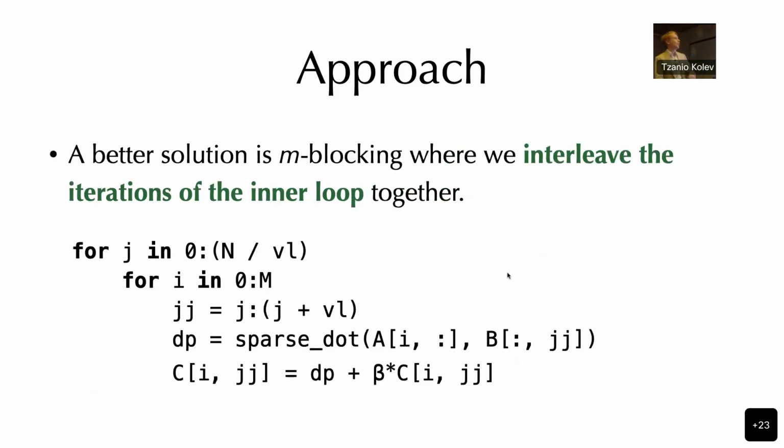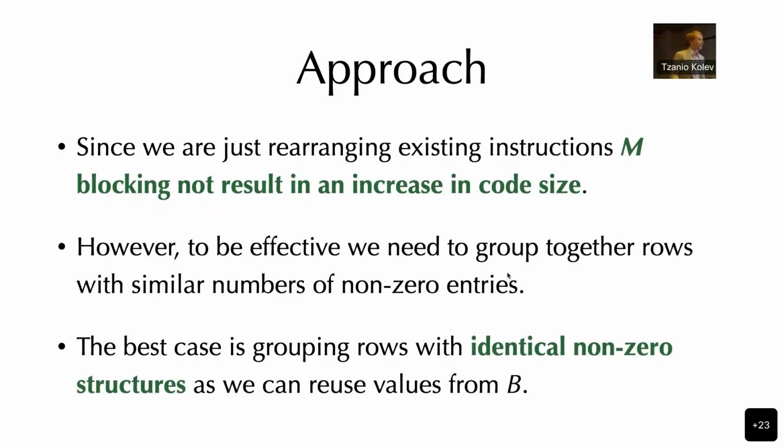A better solution is called M blocking. And the idea here is we have multiple rows in A. So rather than just doing these iterations linearly, let's try and interleave the dot products with one another. So rather than working on a single row of A at a time, we're working on multiple rows of A at the same time, multiple dot products being accumulated, hence more parallelism. And the nice thing about this technique, known as M blocking, is that all we're doing is rearranging existing instructions. That loop is already being unrolled. All we're doing is interleaving those instructions. So there shouldn't be any increase in code size.